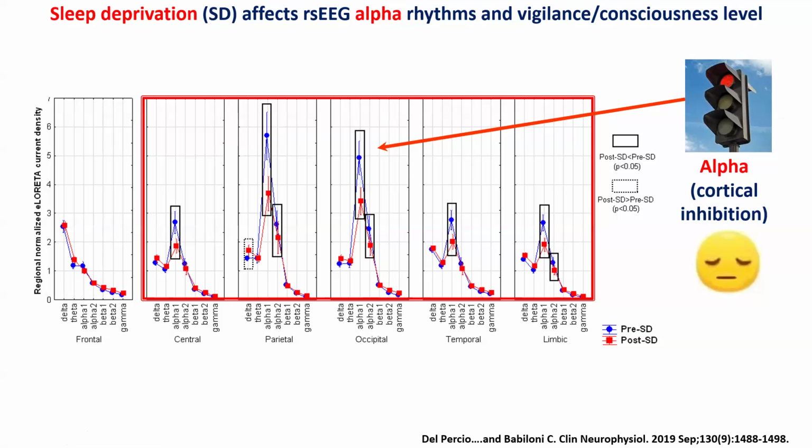The design included 1 resting state, eyes closed, EEG recording before 1 night of sleep deprivation, and the EEG recording in the resting state condition after 1 night of sleep deprivation. So in the slide, you see pre-sleep deprivation, before 1 night of sleep deprivation, and in red, post-sleep deprivation, immediately after 1 night of sleep deprivation, in the same group of healthy volunteers.